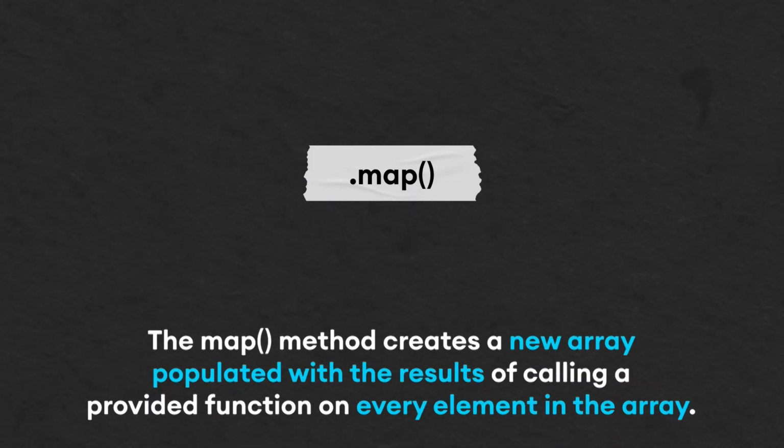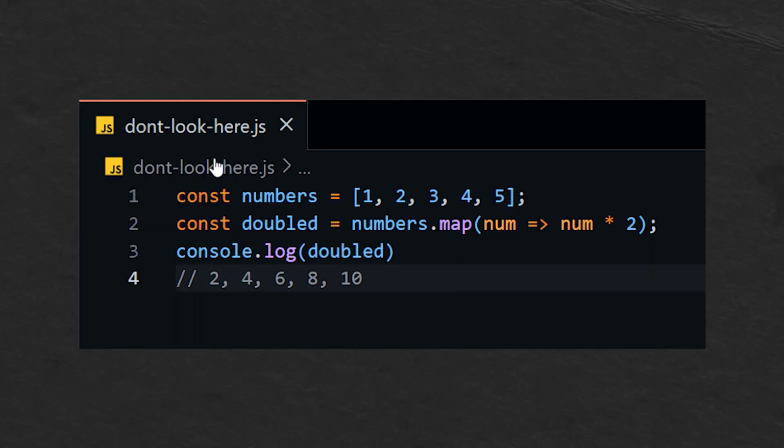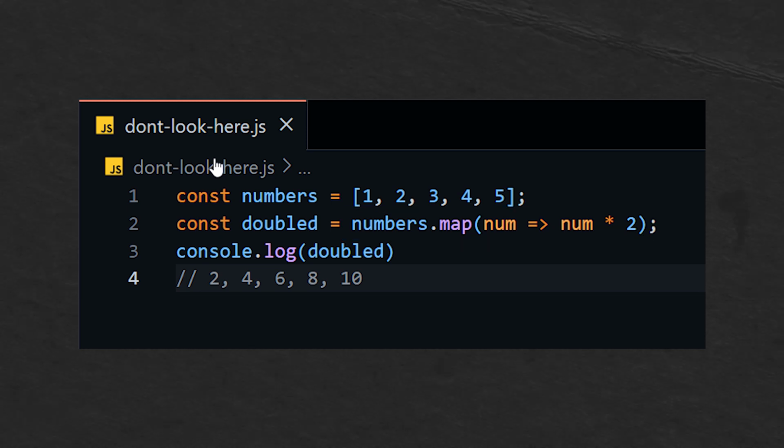The map method creates a new array from calling a function for every array element. In the example, the map method is used to create a new array called doubled. The callback function is applied to each element in the numbers array. The callback function multiplies each number by 2, resulting in a new array which is 2, 4, 6, 8.